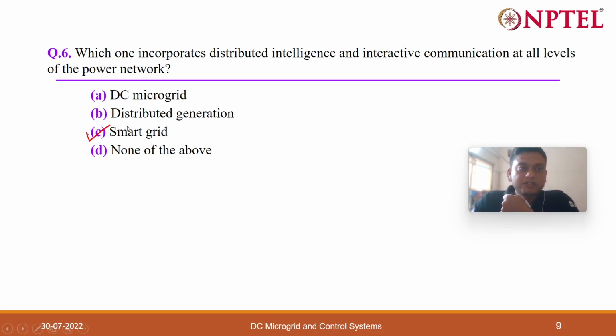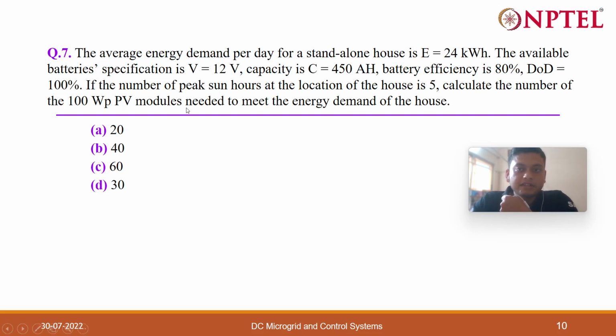Now we will see the next question. This one is a very nice question. The average energy demand per day for a standalone house is given as 24 kilowatt hour. The available battery specification is 12 volt and capacity is 450 ampere hour. Battery efficiency is 80% and depth of discharge is 100%. If the number of peak sun hours at the location of the house is 5, calculate the number of 100 watt peak PV modules needed to meet the energy demand of the house. Here you need to calculate the number of PV panels.